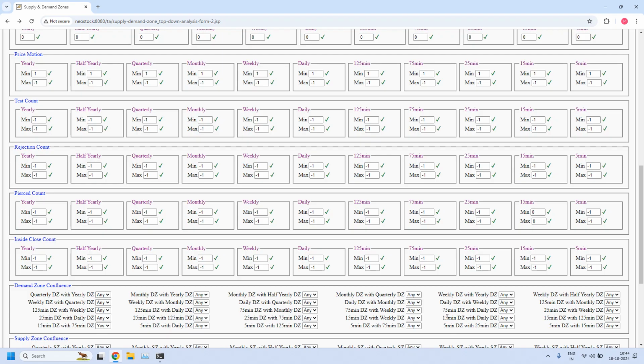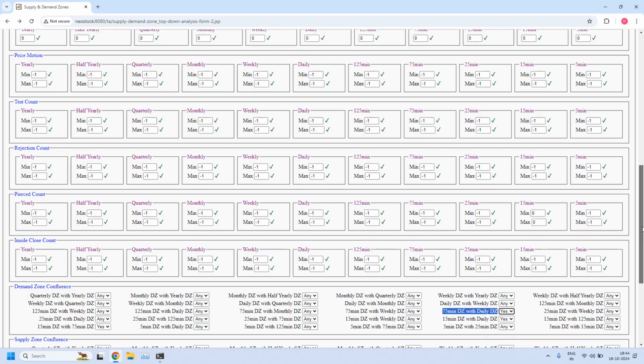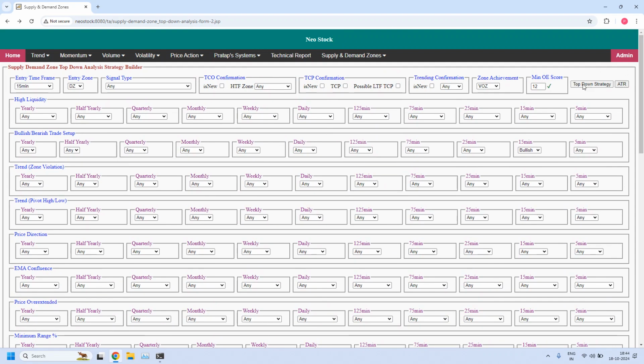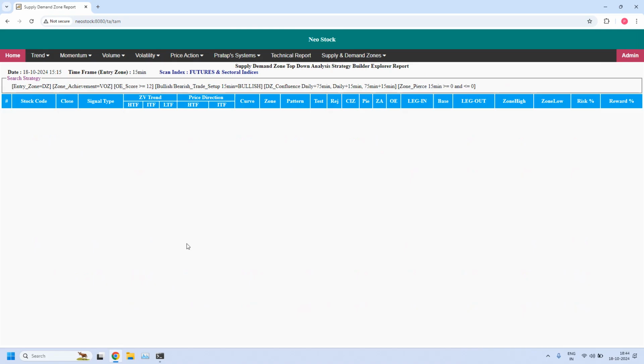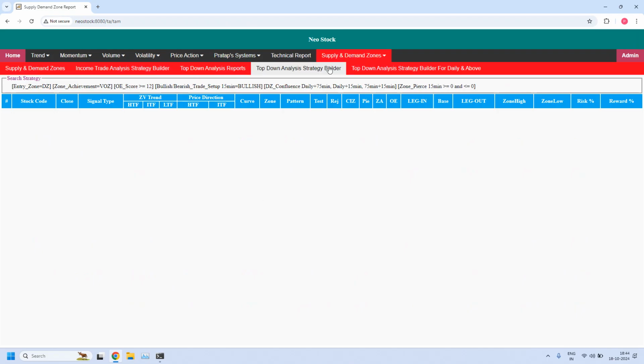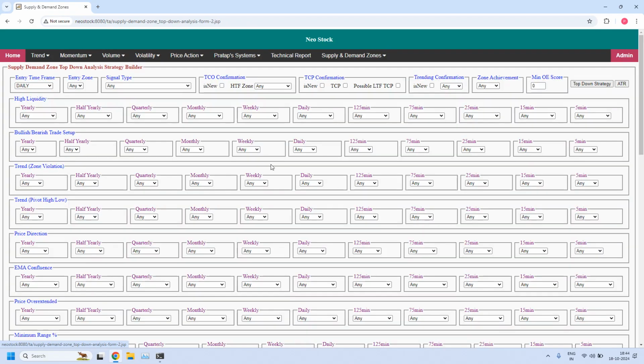Two more filters: 15 minutes demand zone with daily demand zone confluence, and 75 minutes demand zone with daily demand zone confluence. All three filters are enabled, LTF, ITF, HTF confluence. So currently no stocks have LTF, ITF, HTF confluence. That means none of those zones are part of daily zones. Okay, fine. Next, let's look for a bearish trade setup for daily income trade.